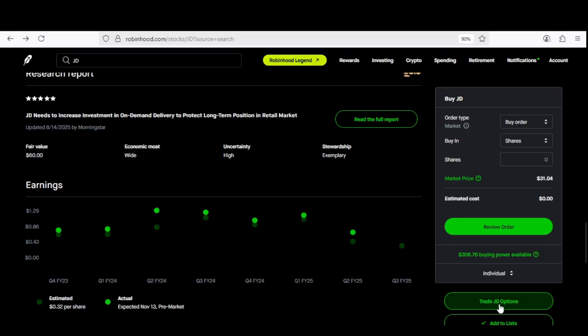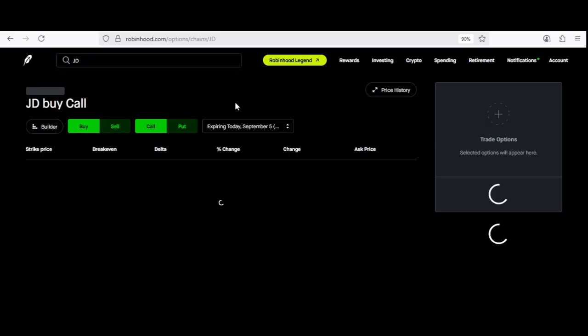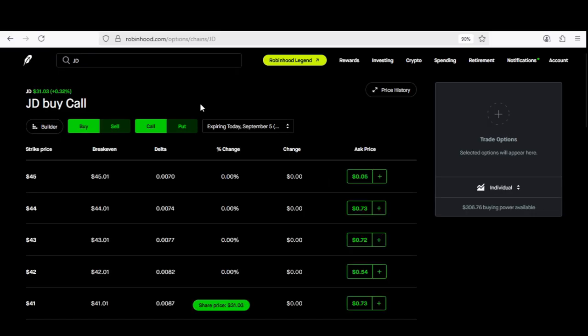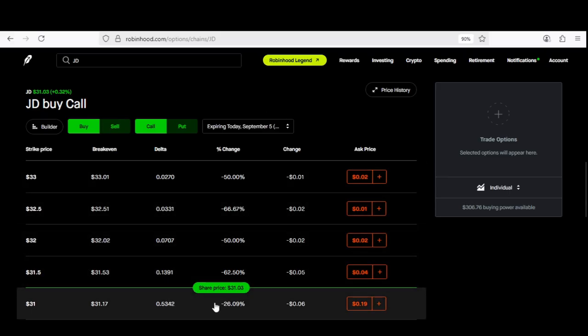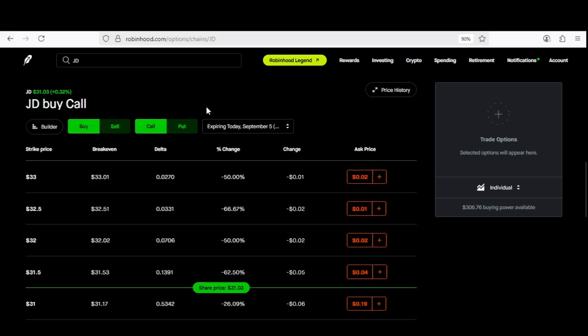Now let's go ahead and trade JD options. Down to the bottom, in order for us to open up our options chain. Now, for those of you that are new to the channel, or may be new to options, all this information down here that I'm circling right now in its entirety is what's known as the option chain. And what the option chain does is that it gives us enough information in order to make a very informed decision before entering any option contract.